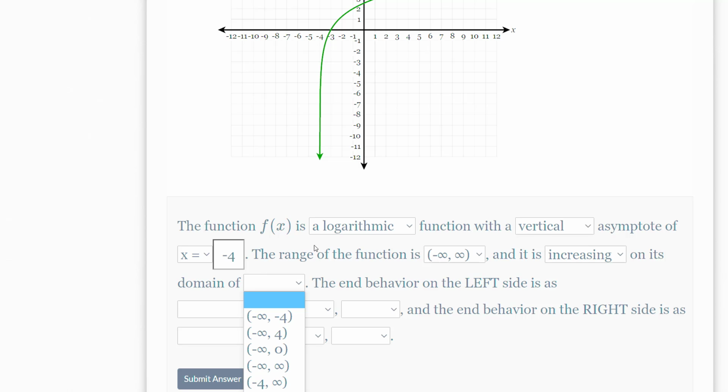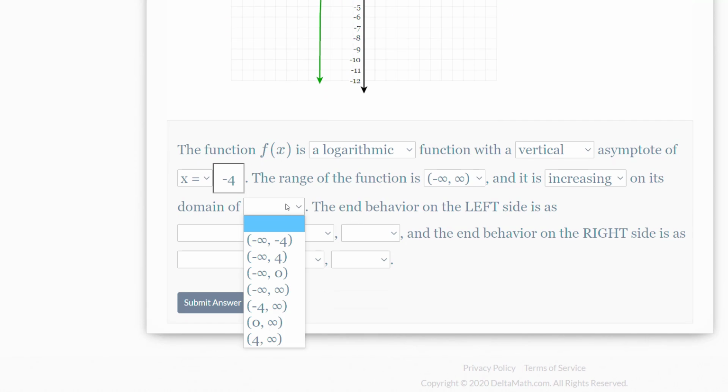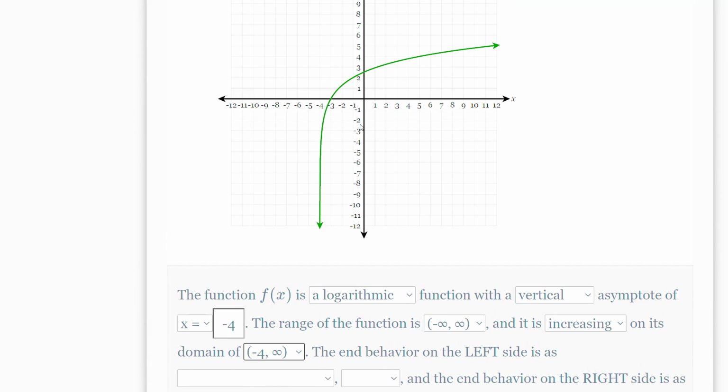So how do you say everything bigger than -4? Here are all your choices. Everything bigger than -4 looks like that, right? This is everything smaller than -4. Don't pick that. That's everything up to +4, but +4 isn't even important to this. Everything bigger than -4 is going to give you your domain.